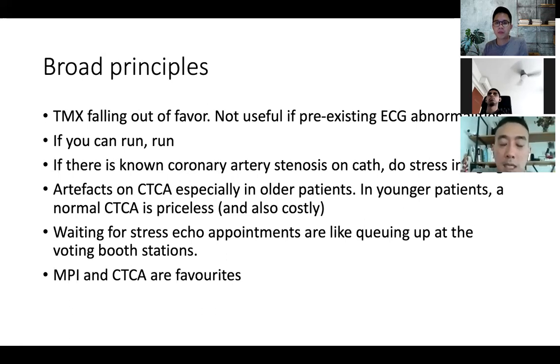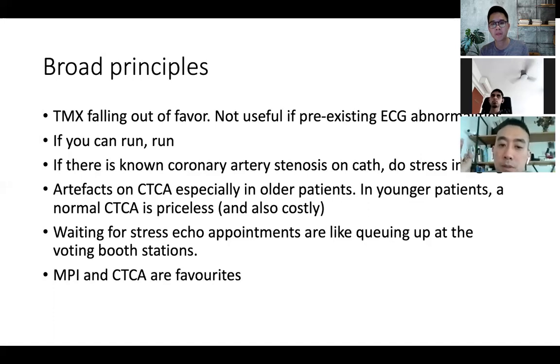Okay. The second broad principle is, if you can run, then we always get the patient to run. So for example, treadmill nuclear versus a dobutamine nuclear, if the patient can run, we always advise the patient to run, because it just gives us more information about the fitness of the patient as well. That gives him a better prognosis. For example, if you can run to stage 4, stage 5, if you can achieve 10 METs. So the broad principle is, if the patient can run, he should run.